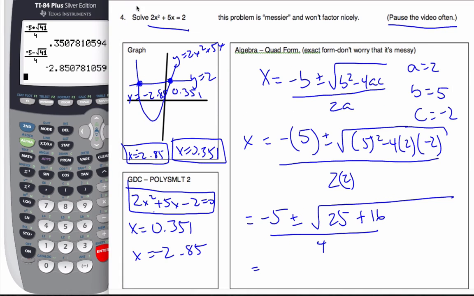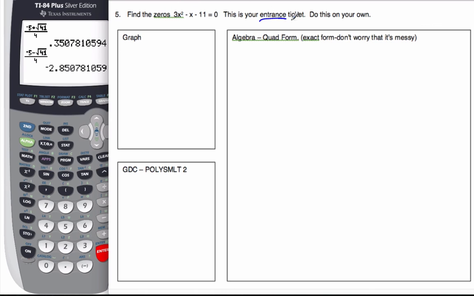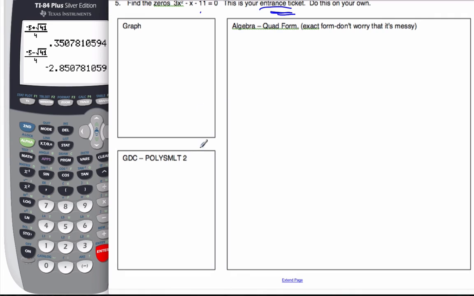Now, the next problem, this one here is your entrance ticket. Do this one on your own. You're going to get exact form. Don't worry about it's messy. That means you're going to get square roots. And I'd like you to try it 3 different ways. Good luck.